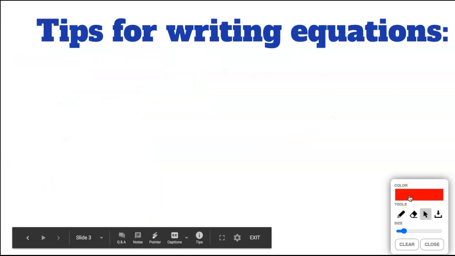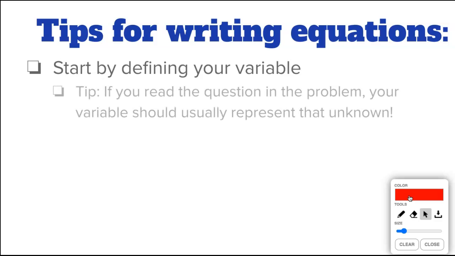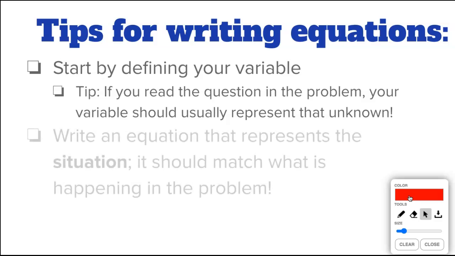All right, I have some tips for writing equations for you. First of all, you should start by defining your variable. You need to tell your reader what your variable stands for. What does it mean? I've got a tip. If you read the question in the problem, then your variable is usually going to represent that unknown.